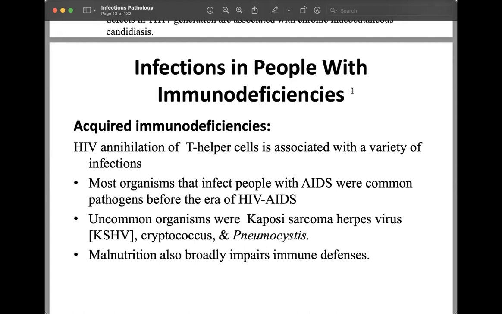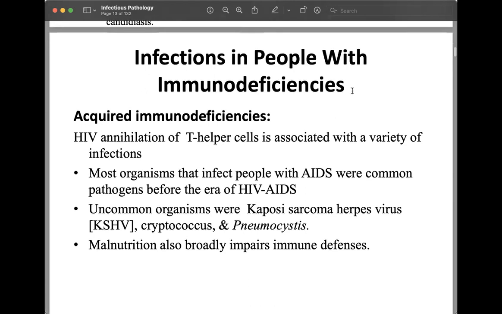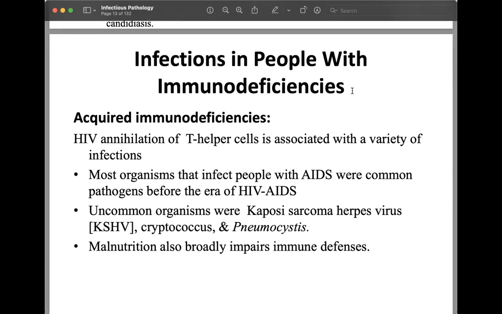Organisms that are associated with secondary HIV infections include viruses, protozoa, bacteria, and fungi. Okay, so examples include Kaposi sarcoma, which is caused by KSHV or Kaposi sarcoma herpes virus. It causes a locally aggressive vascular tumor called Kaposi sarcoma.